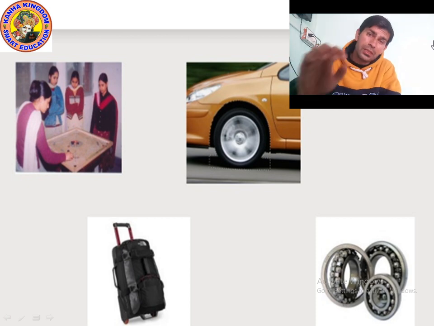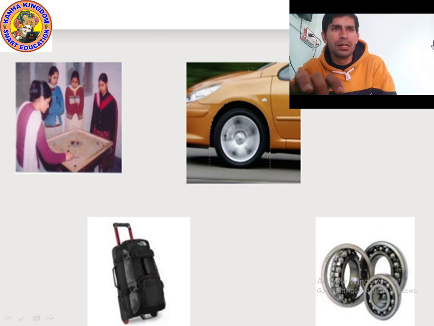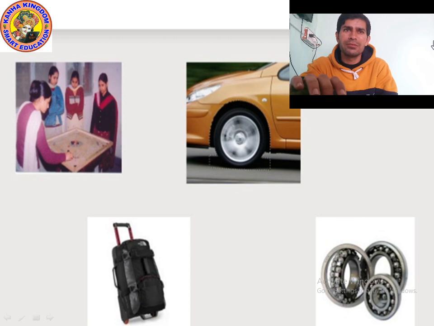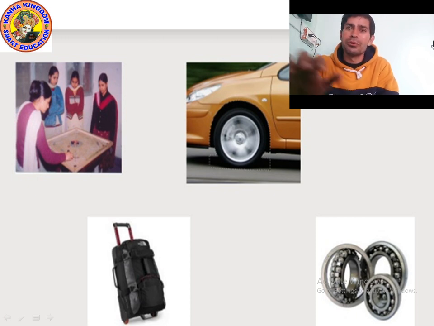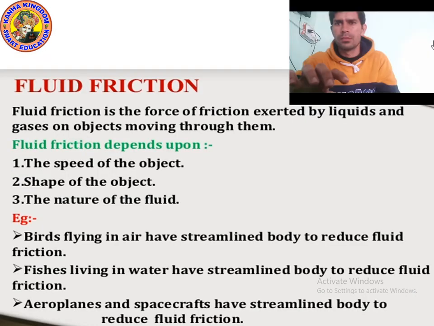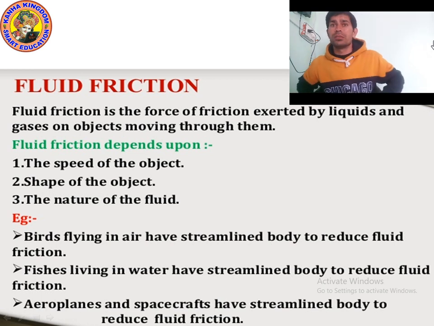Now let's study one more friction. That friction is called fluid friction. Let's move on to the next point. Let's try to understand fluid friction. What is fluid friction?